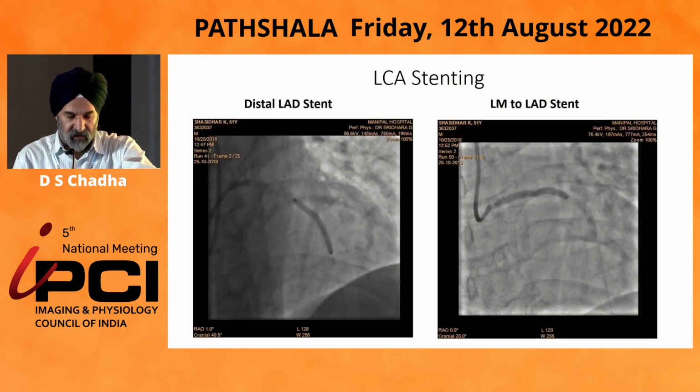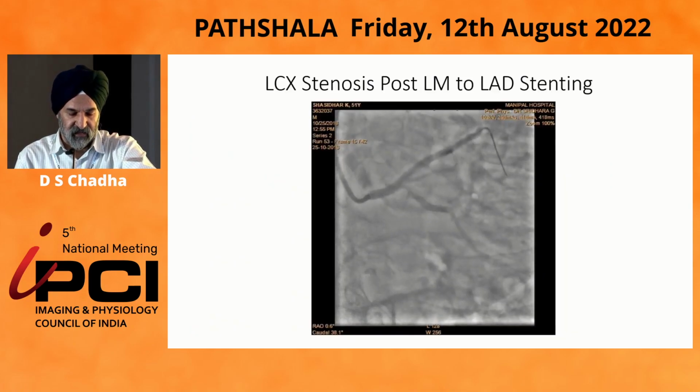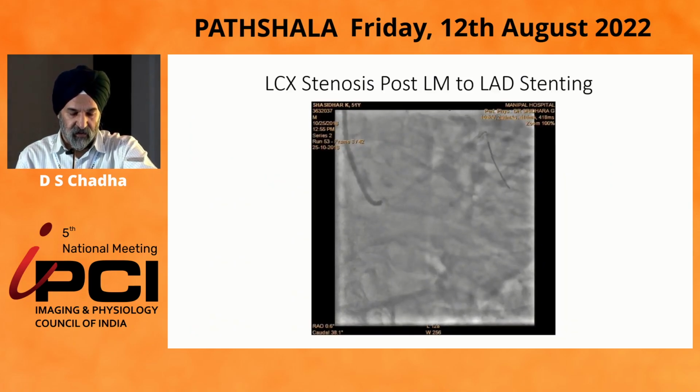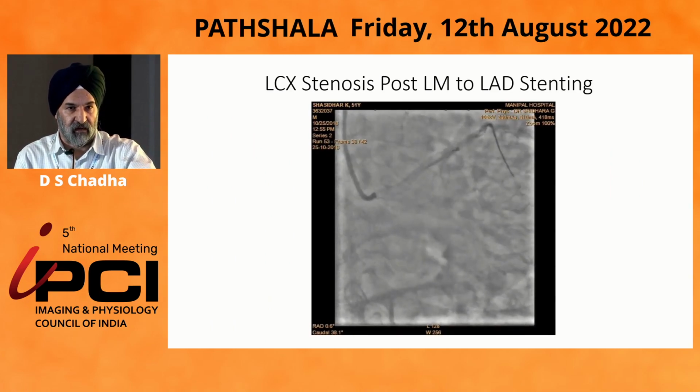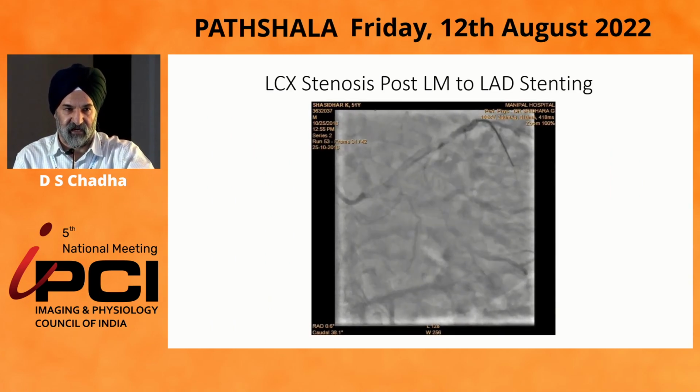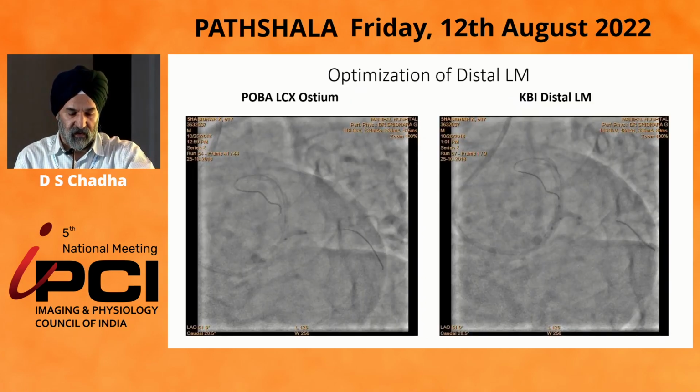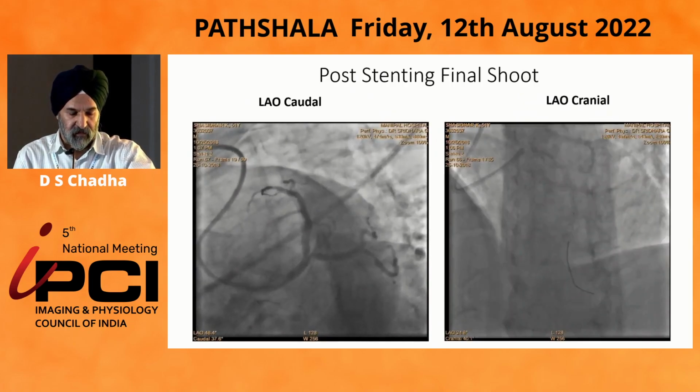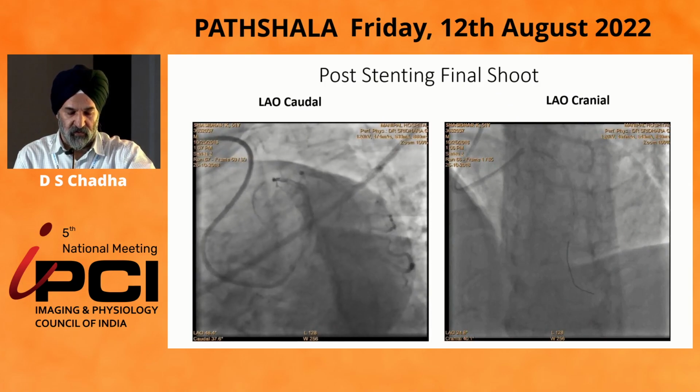We did a crossover, first the distal LAD, and then we stented the proximal LAD and with the POT optimized the stents. And this was the final result. The circumflex had a considerable plaque shift. Patient had chest pain, and we went ahead, we opened the strut, and then we did a kissing balloon inflation. This is the LAO caudal view.